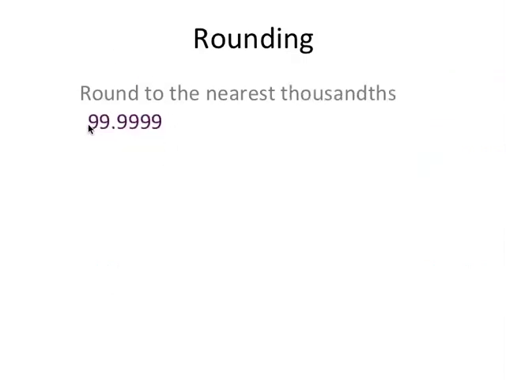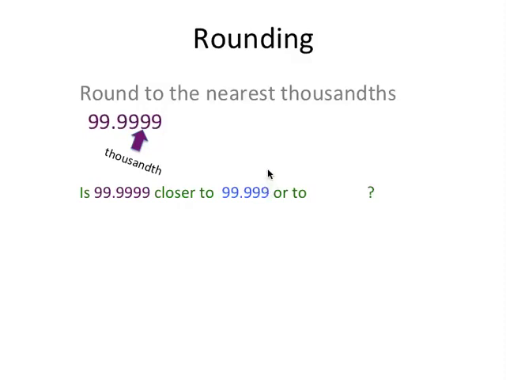So round 99.9999 to the nearest thousandths place. Here's the nearest thousandths. And what we're asking ourselves is, is 99.99999 closer to 99.9999 or the next thousandth up? Now this is 9,000, so it becomes a 10,000th. And believe it or not, this all becomes 100. So is it closer to 99.9999 or 100.000?